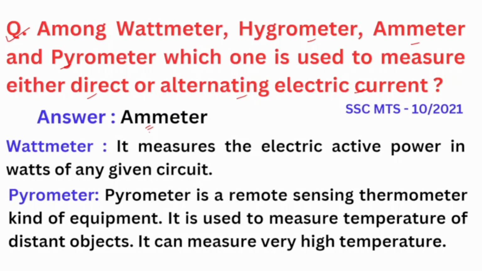Then what is the use of hygrometer, wattmeter and pyrometer? Hygrometer is used to measure relative humidity. Wattmeter can measure the electric active power in watts of any given circuit. And pyrometer is a remote sensing thermometer kind of equipment. It is used to measure temperature of distant objects, and it can measure very high temperature. For example, it measures the temperature of sun. Understood? Let's move on to next question.